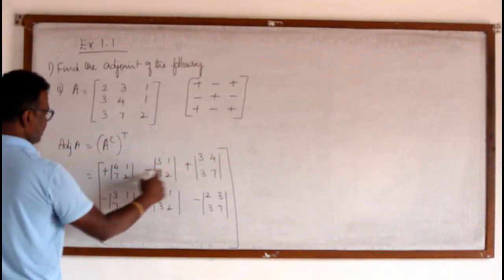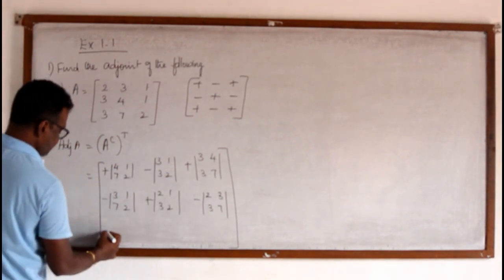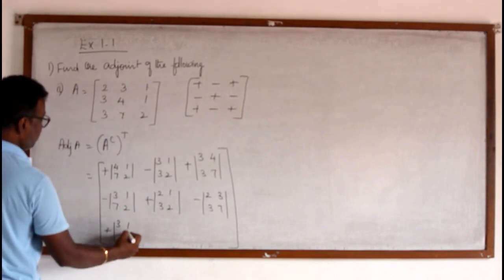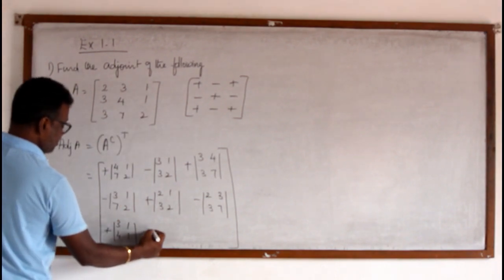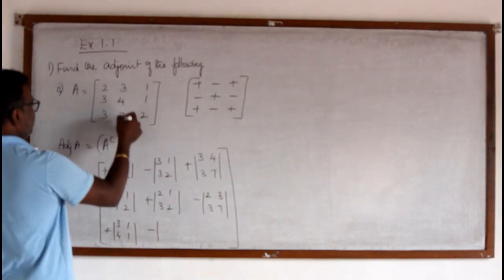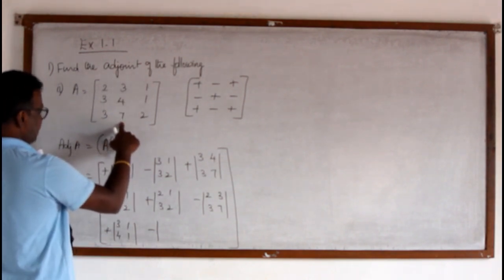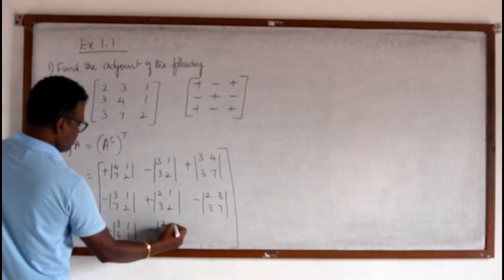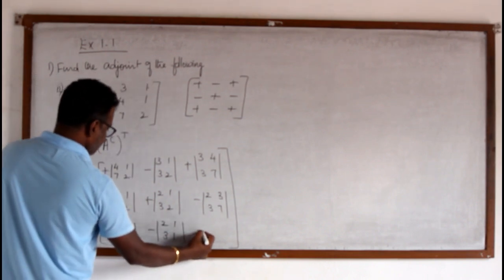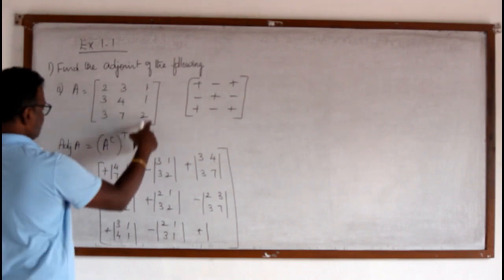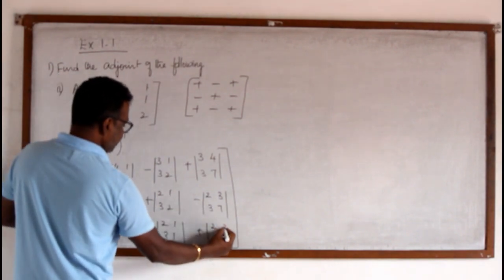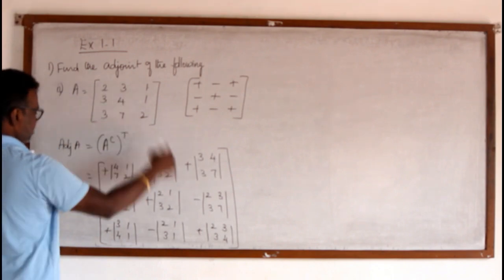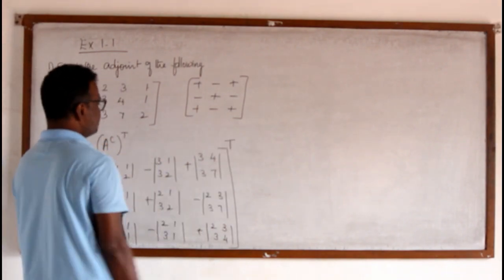Then plus minus plus, minus plus minus, then plus. Omit the row and column of this one, it is 3, 1, 4, 1. Minus. Omit the row and column of this 7 now. Then you have 2, 1, 3, 1. Plus. Omit the row and column of 2, it is 2, 3, 3, 4. Correct? 2, 3, 3, 4. Don't forget to put this transpose.